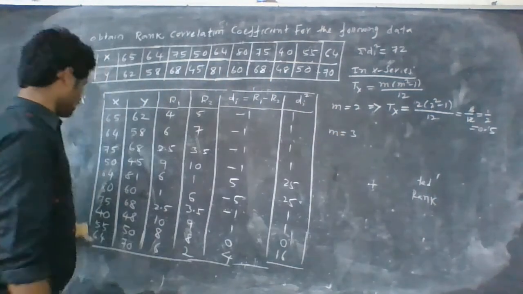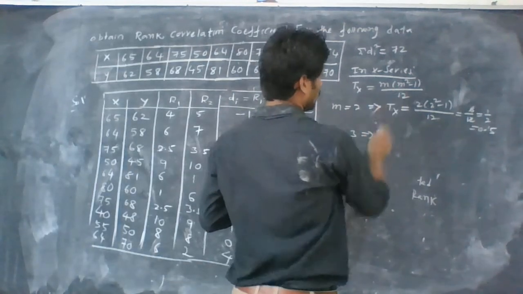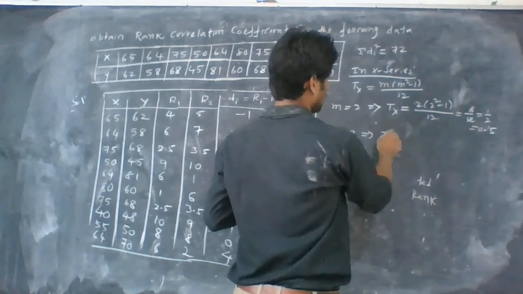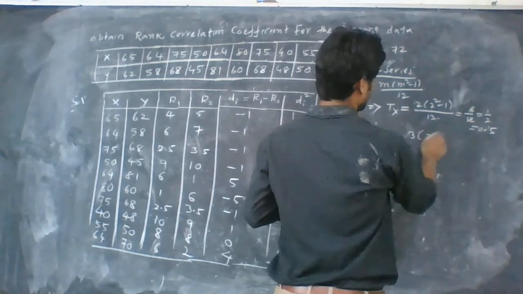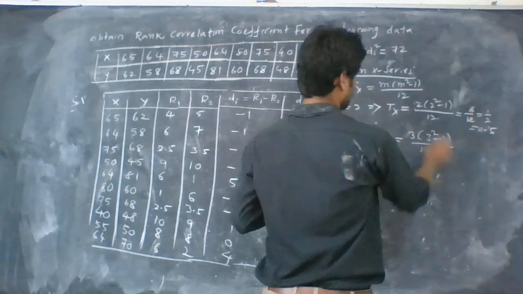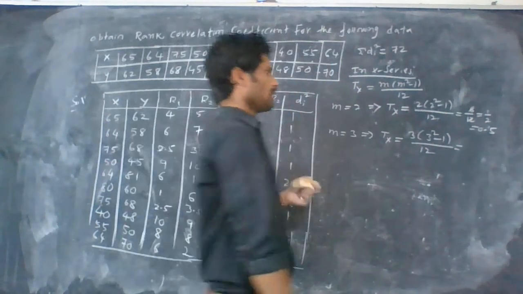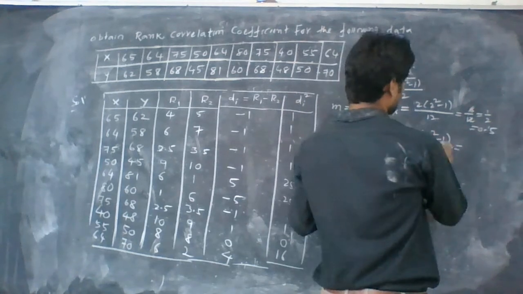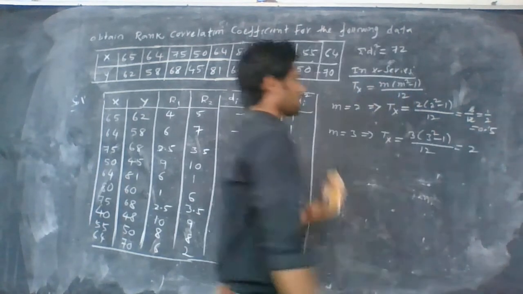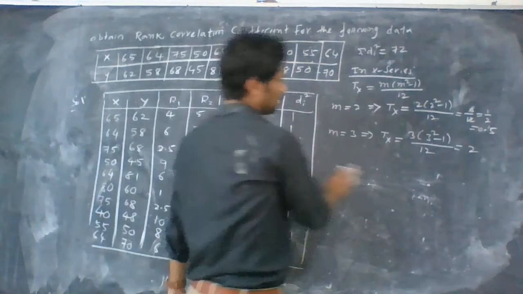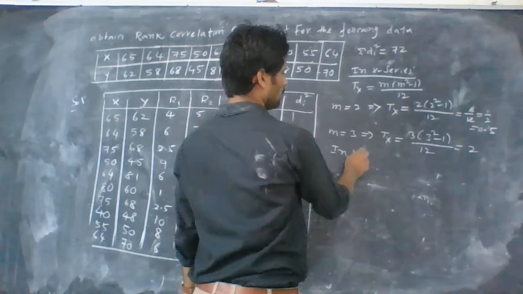Next, 64 is repeated 3 times, so m equals 3. Put this value in Tx. Tx equals 3 into 3 square minus 1 by 12. 3 square is 9, 9 minus 1 is 8, 8 times 3 is 24 by 12. So Tx is 2. These are in X series. Next we go to Y series.